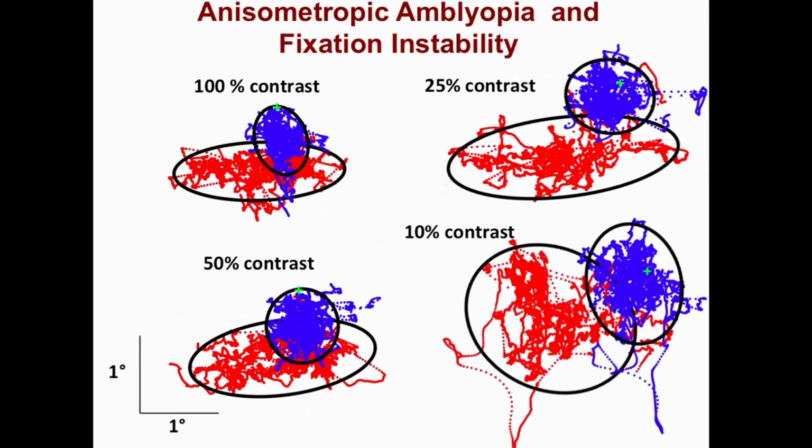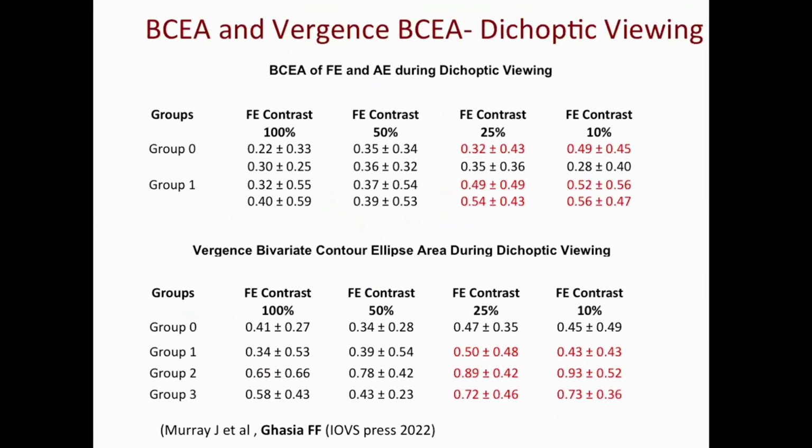We also find that the instability gets worse at lower fellow eye contrast. And this is just a summary slide showing that BCEA indicates that the fixation instability is worse at lower fellow eye contrast. And these factors collectively can explain the variable treatment response.